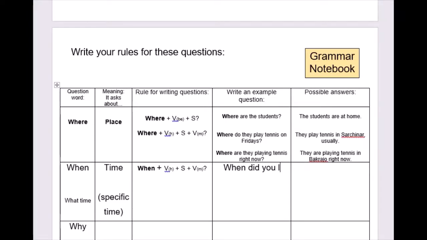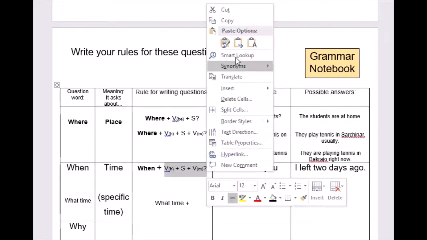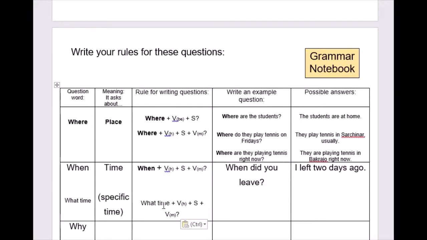When did you leave? I left 2 days ago. Okay. When can also be specific. You can say I left at 11 p.m. That's okay. All right. For what time? It's the same. Okay. So the structure, the rule is the same as when.